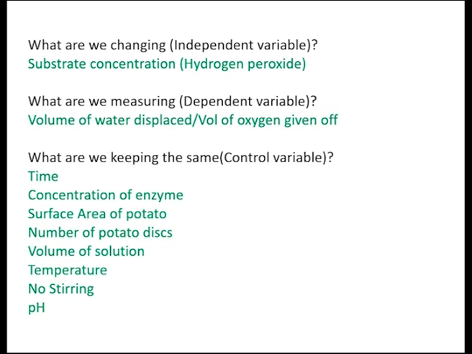Our conditions should be kept the same. For example, temperature and pH, because if they're not kept the same, then they could also affect enzyme activity. And it's also important that we don't stir because that reaction mixture can get mixed up a bit more and that could affect the volume of oxygen being given off. So that's our planning. Now let's have a look at some data.